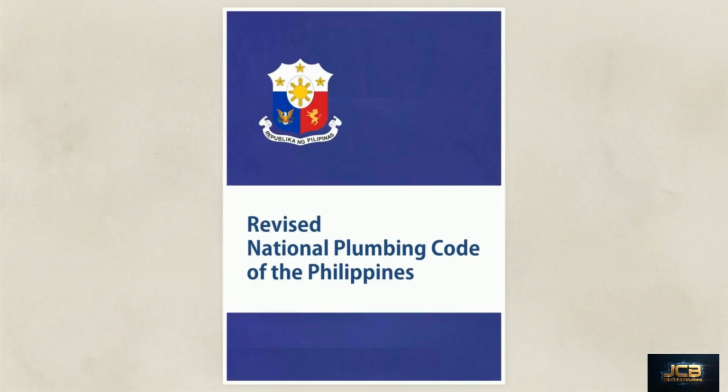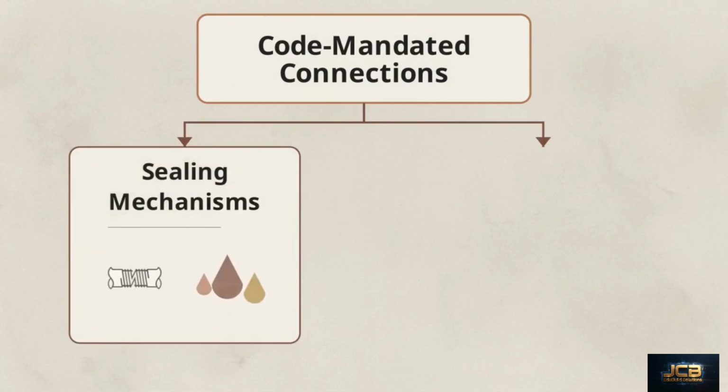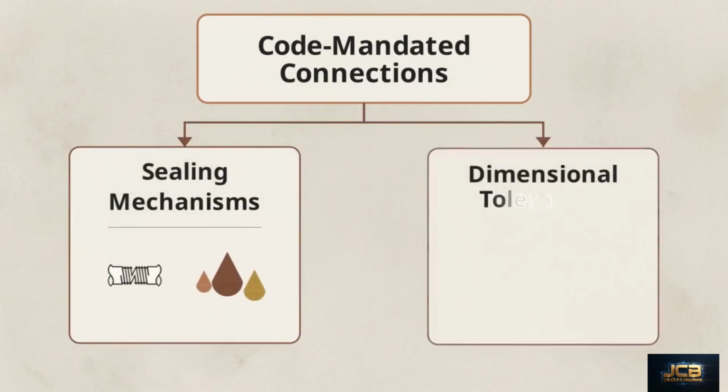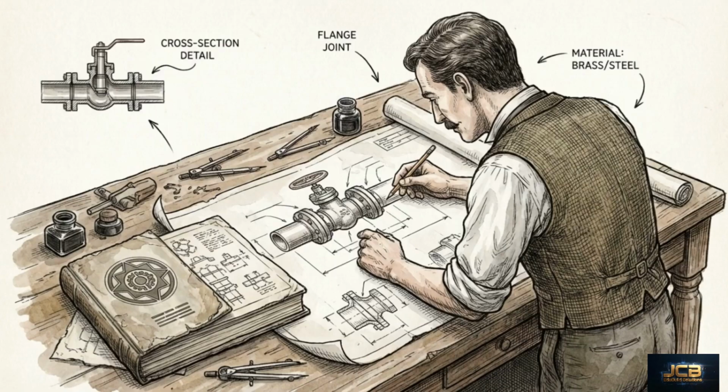To guarantee this integrity, Filipino master plumbers are legally bound by the parameters codified in the revised National Plumbing Code of the Philippines. Our objective in this session is to categorize the code-mandated connections by their underlying sealing mechanisms and their absolute dimensional tolerances. Internalizing the physics of these interfaces provides the logic needed to derive code requirements deductively.